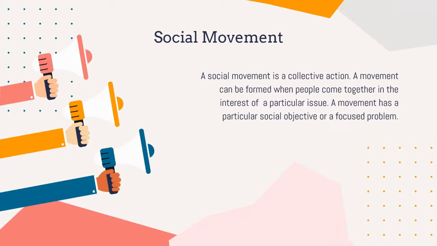What is a movement? A movement is a collective action where people actively participate in that movement. It can be formed when people come together with the same interests regarding a particular problem. For example, we have the problem of pollution or corruption, etc. Every movement has a social objective or a focused issue.